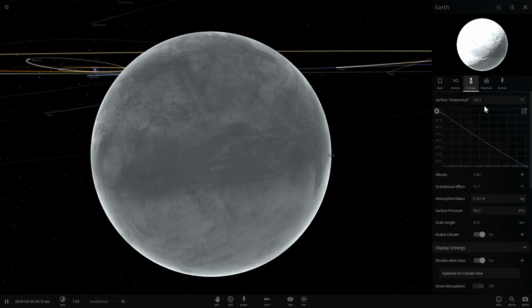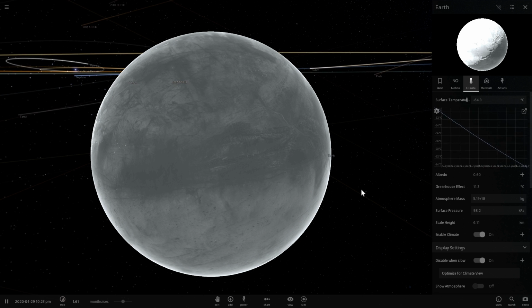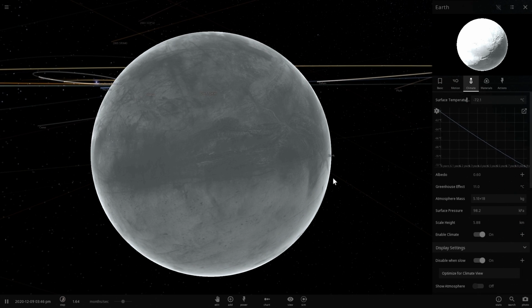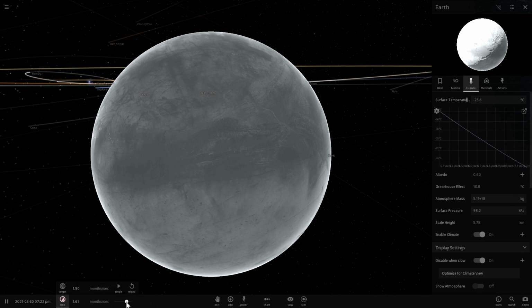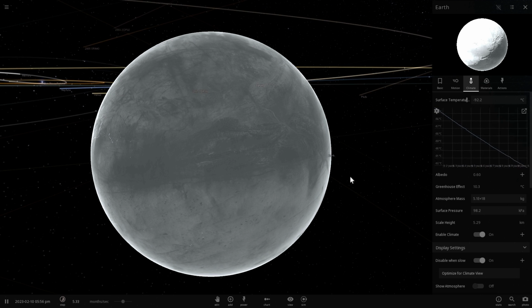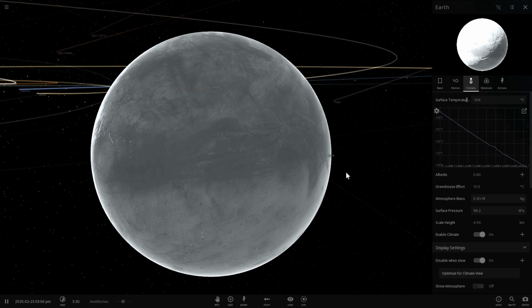So right now, with minus 60 degrees Celsius, this is essentially the temperature you find in Antarctica, except the entire Earth is going to be like that. And that's because we're so far away from our sun right now, from the sun remains, I guess. And look at that, it's minus 100 degrees. That is actually a lot less than I expected.